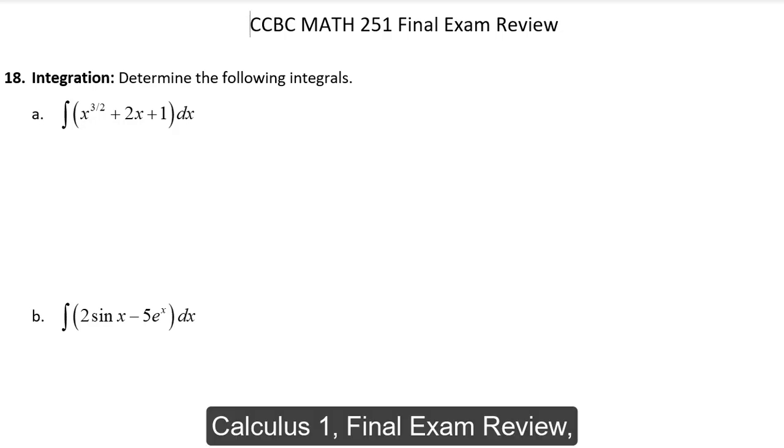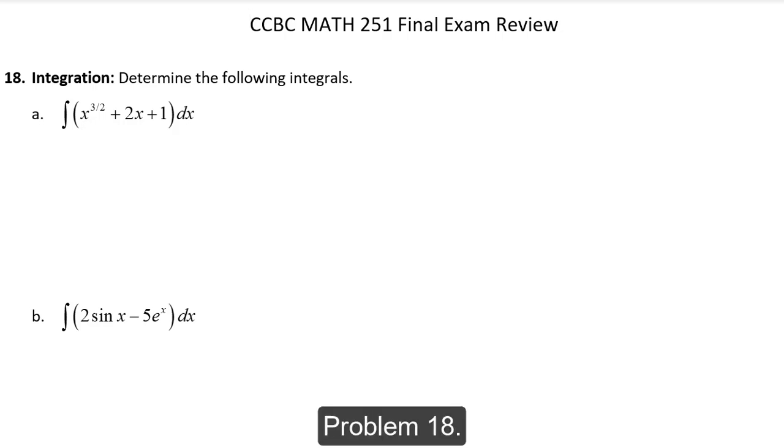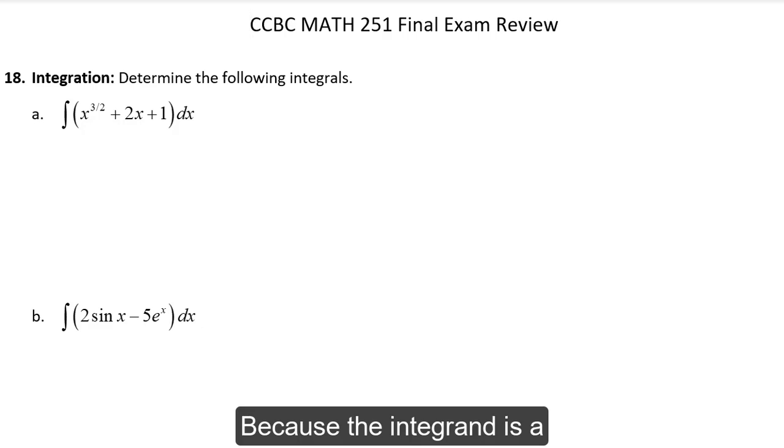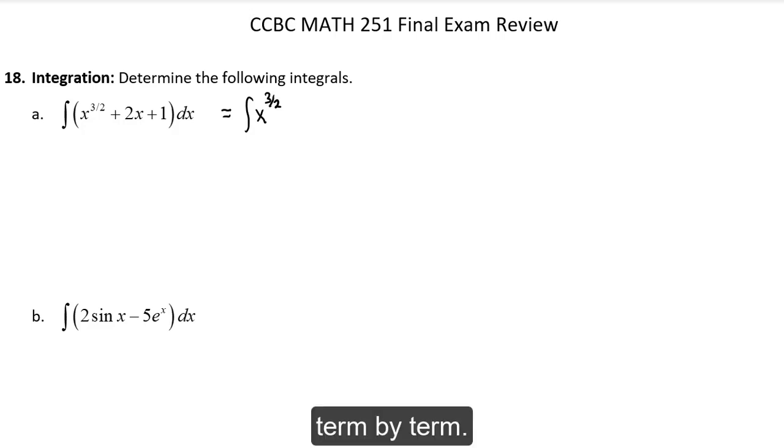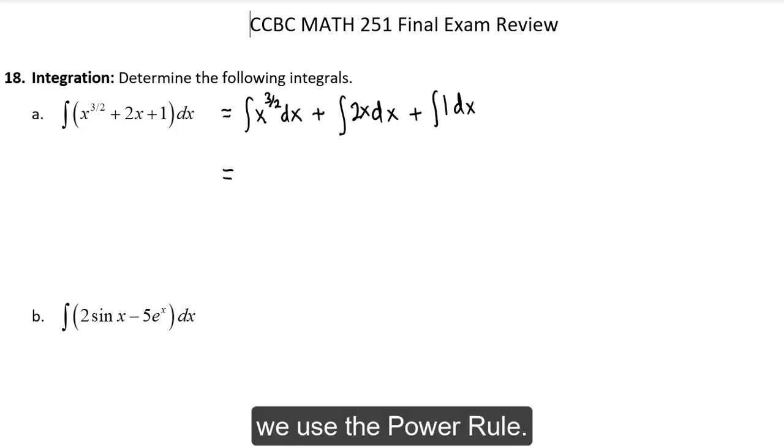Calculus 1 Final Exam Review, Problem 18. Because the integrand is a sum and/or difference, we can find the antiderivative term by term. For the first term, we use the power rule. We add 1 to 3 halves, and that gives us 5 halves, and we divide by that new exponent, 5 halves.